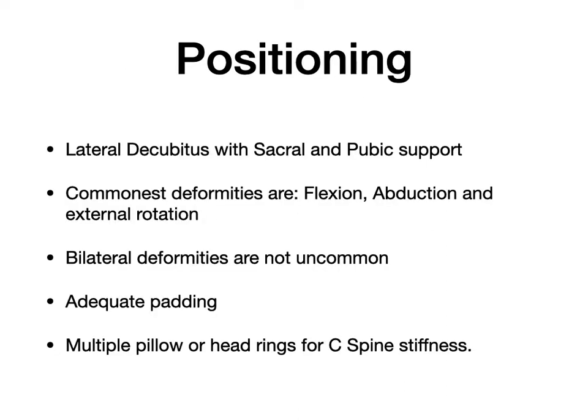Positioning can be a challenging aspect of the surgery. It is done in lateral decubitus with sacral and pubic support. Commonest deformities are flexion, abduction, and external rotation, as you saw in that last case. Remember that bilateral deformities are not uncommon. You must ensure adequate padding. There have to be multiple pillows or a head ring for cervical spine stiffness.